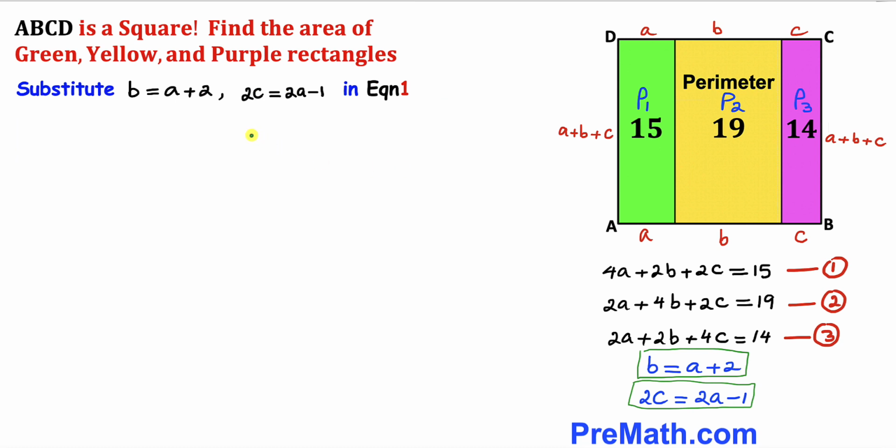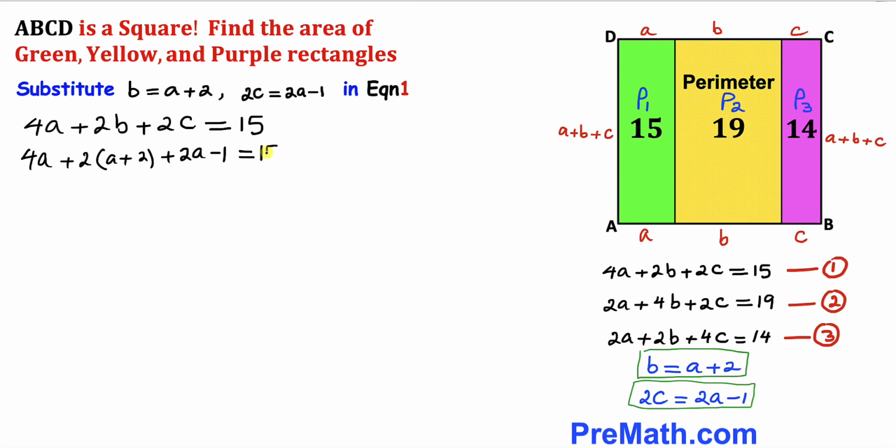And now let's substitute these b and 2c values in this equation 1. And here's our equation 1. I'm going to replace b and c by these values. So let's write it down. 4a is already there. 2 times b is a plus 2, plus 2c, I'm going to replace it by 2a minus 1, equals 15.